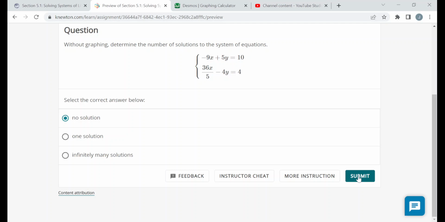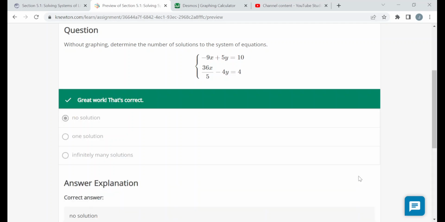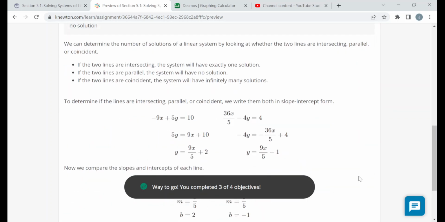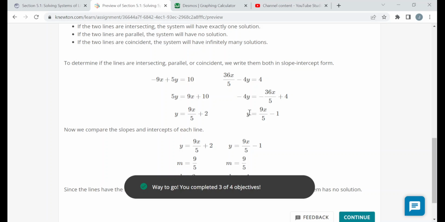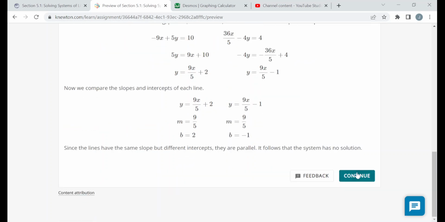So this would be an independent system, right? Those ones with no solution or one solution are independent, and infinitely many are dependent. All right, and again, you see them here putting slope-intercept form and all that.